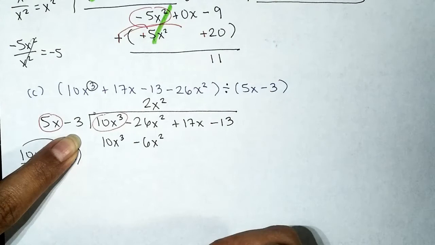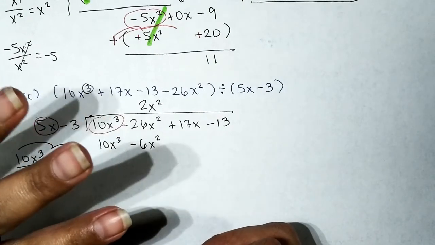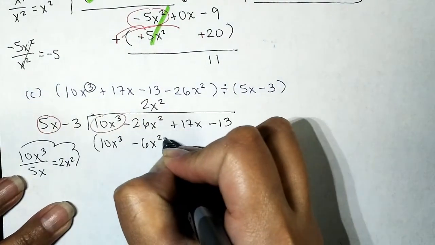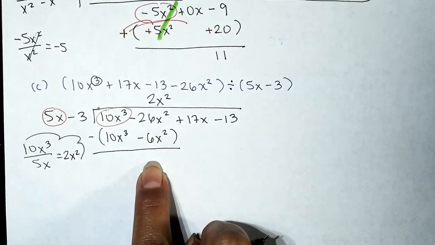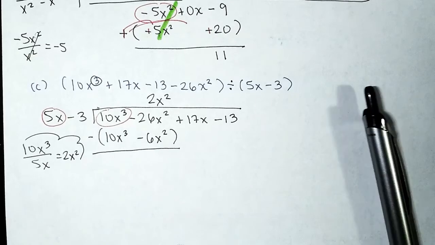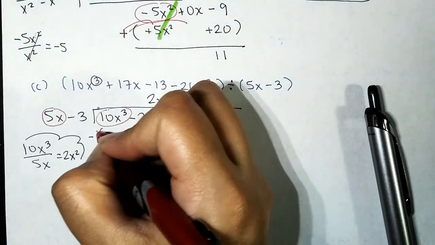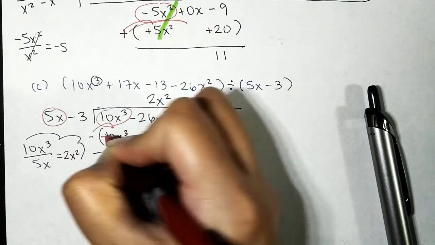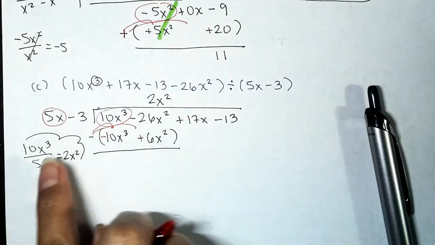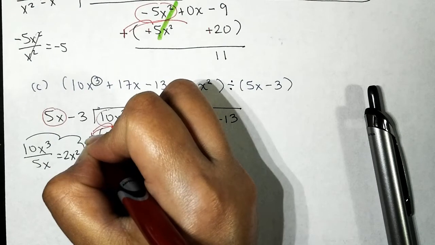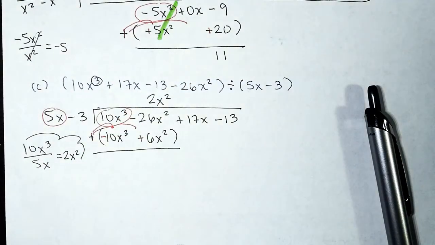Steps to long division: divide, multiply, subtract. Again, you can give me the difference right now, or you can add the opposite. It's a personal choice. Let's go ahead and add the opposite. The opposite of a positive term is a negative term. The opposite of a negative term is a positive term. We added the opposite, so we can safely switch it to plus.